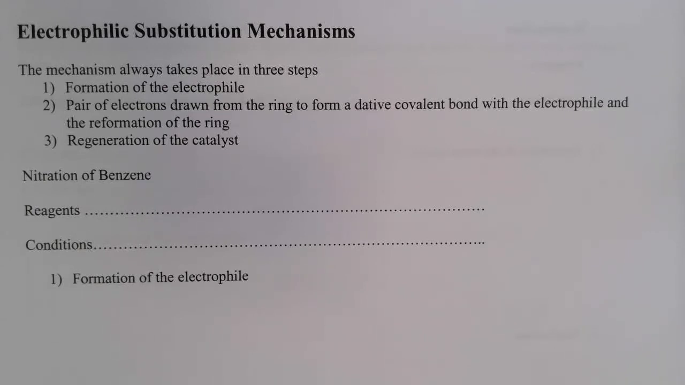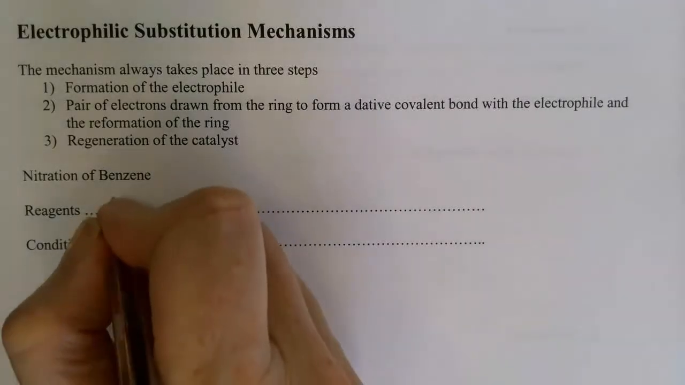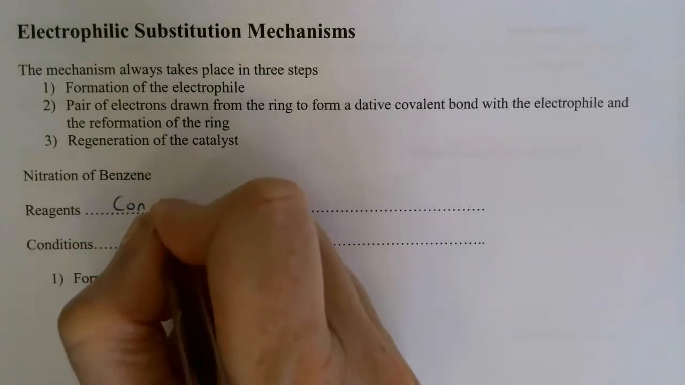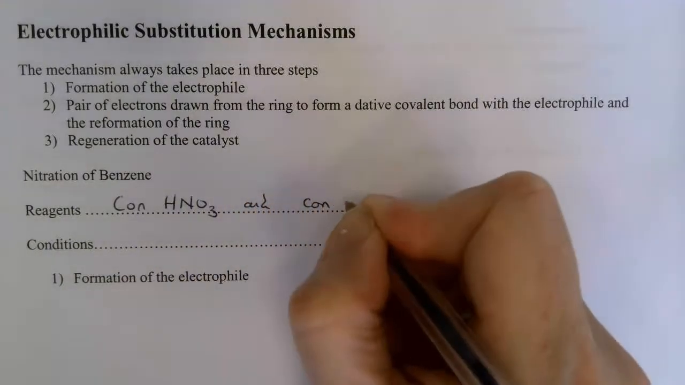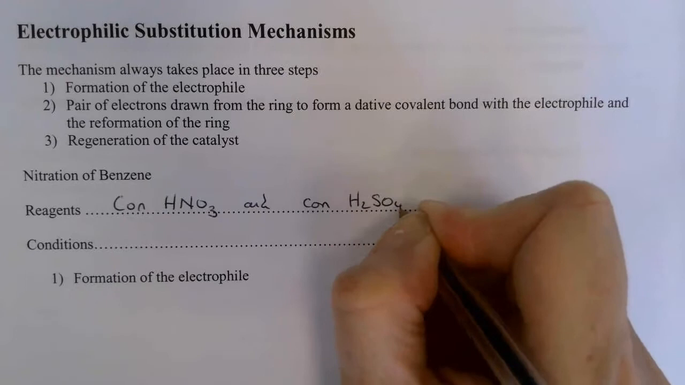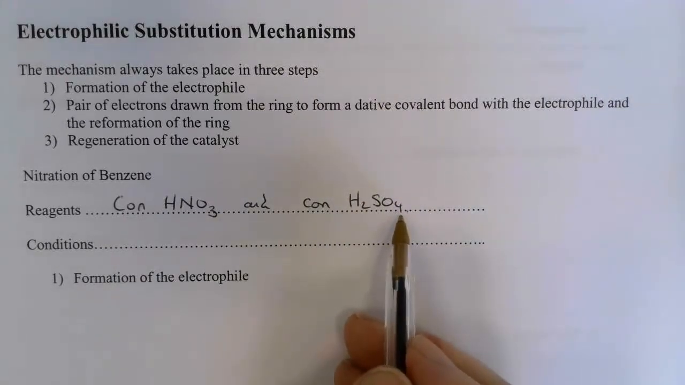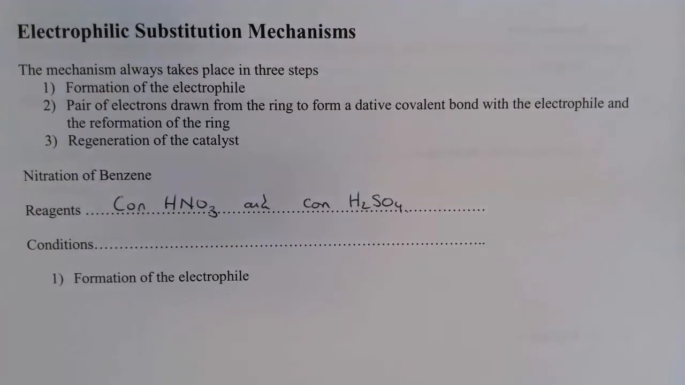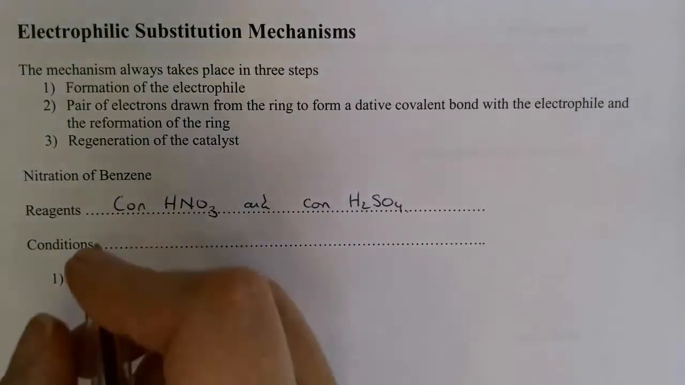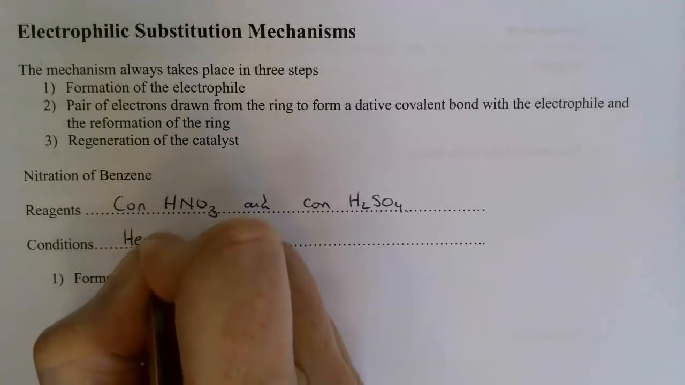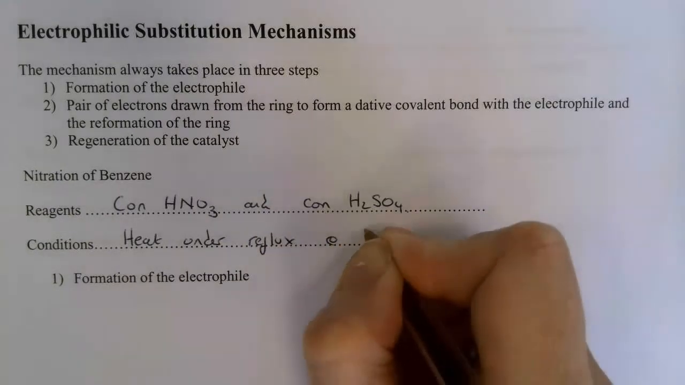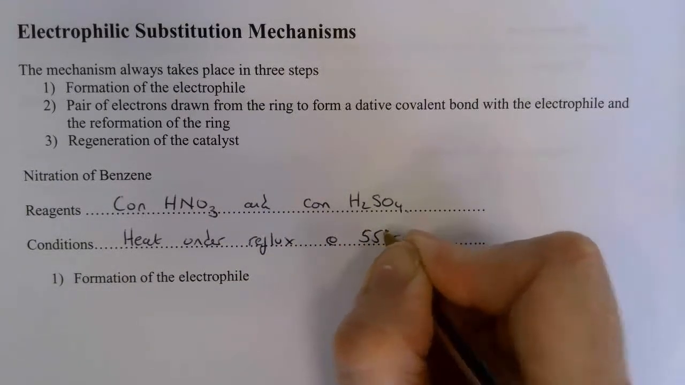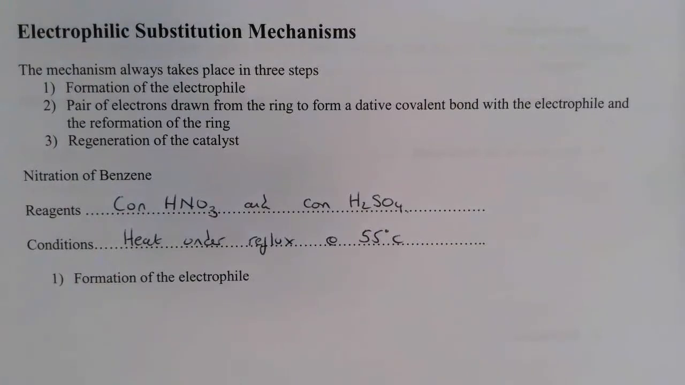So the first one we're going to look at is the nitration of benzene. So the reagents for this reaction are concentrated nitric, HNO3, and concentrated sulfuric acids. Now in this case, the concentrated sulfuric acid is my catalyst and the concentrated nitric acid is my reagent. Now the conditions for this are heat under reflux at 55 or thereabouts degrees Celsius. And that temperature is actually important, and we'll come back to that later.